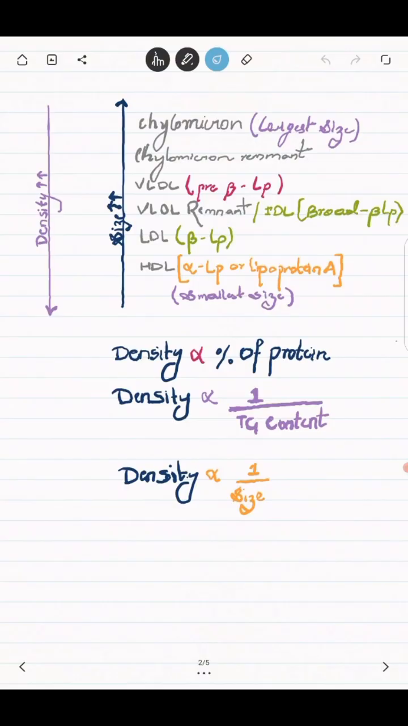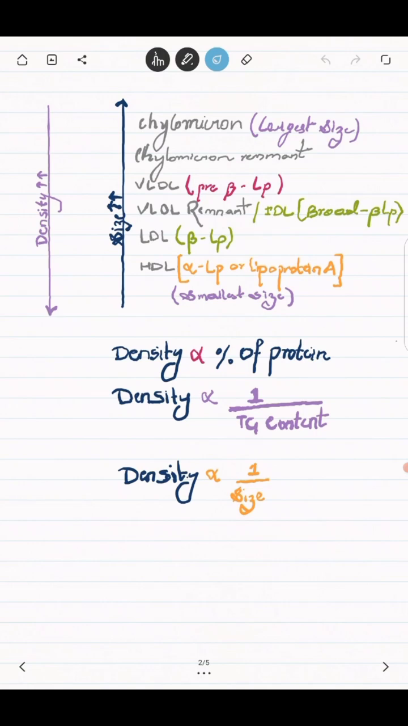Okay. This is all about this slide. We just have to remember that the density increases as we move from chylomicron towards SDL, and the density is directly proportional to the percentage of protein present in the lipoprotein, and hence it will be inversely proportional to the percentage of triglyceride or fat present in the lipoprotein.